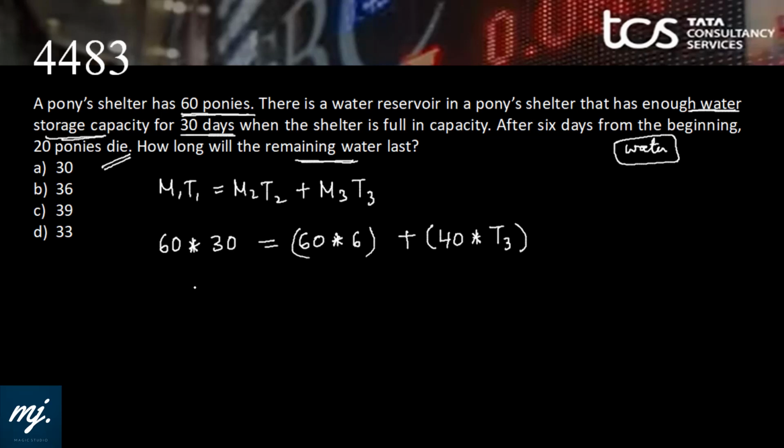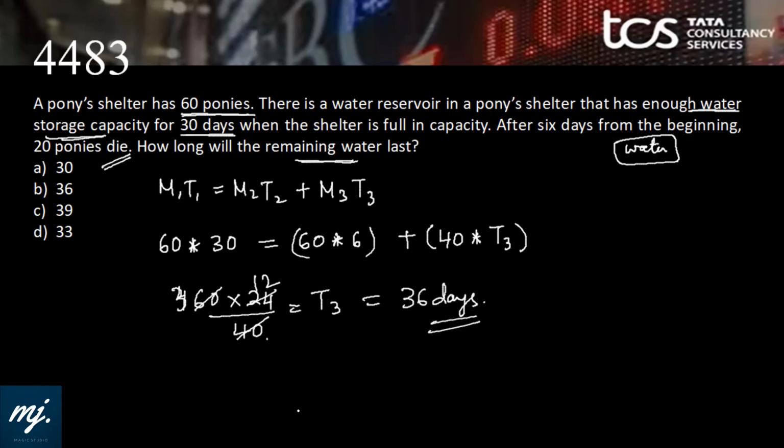60 into 30 minus 60 into 6 will be 60 into 24, divided by 40 is equal to T3. 2 times, 3 times, and this will go 12. 12 into 3 is 36. The remaining water storage would last now for 36 more days for the remaining 40 ponies. Option B is the fit.